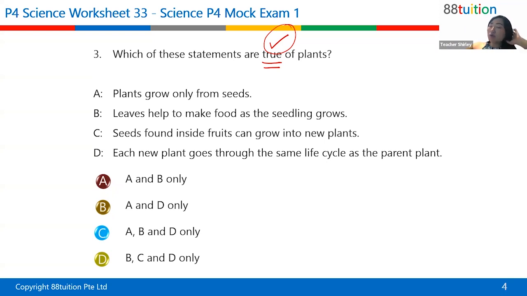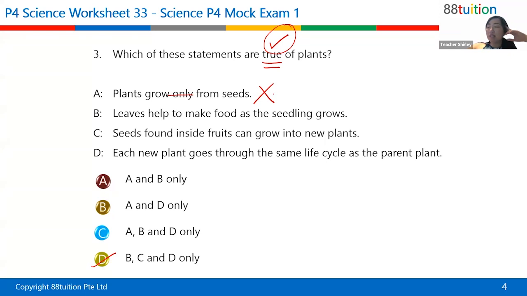So the first one, let's go through. A, plants grow only from seeds. Is it true or false? Catherine, you want to try? Is it true or false that plants grow only from seeds? It's false. The answer is D, is it? Okay, let's see. They do not grow only from seeds.